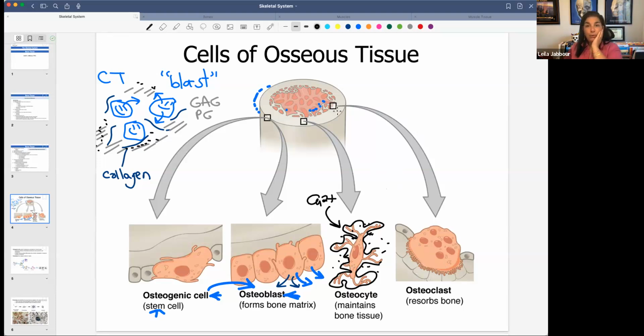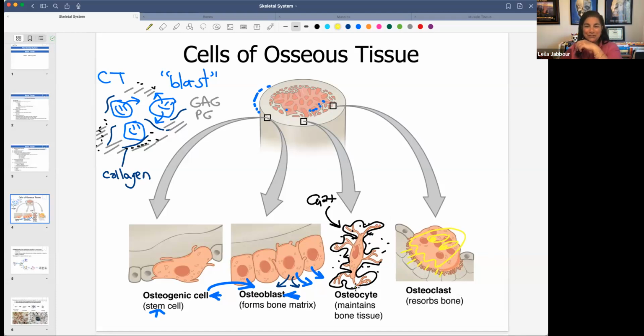Now, to remodel bone, we need cells that actually resorb bone, meaning destroy it. These are called osteoclasts. I describe osteoclasts as my little Pac-Man. They literally look like Pac-Mans, and they're there to destroy bone. They do it in two ways, with hydrochloric acid and with digestive enzymes. We'll talk about that a little bit more in a second.